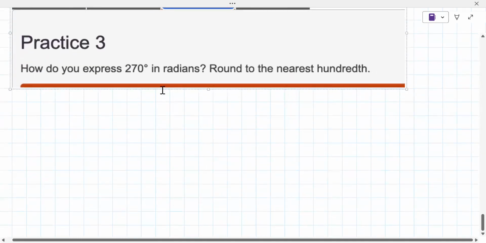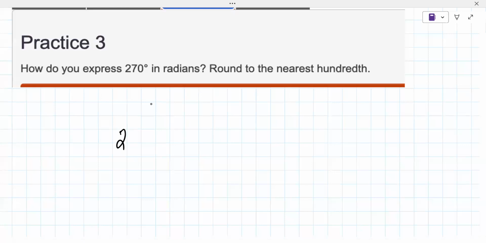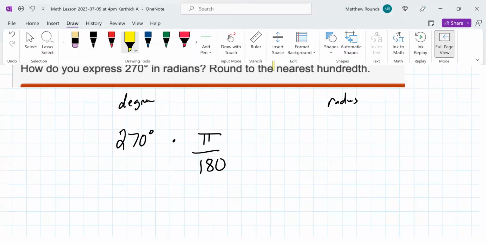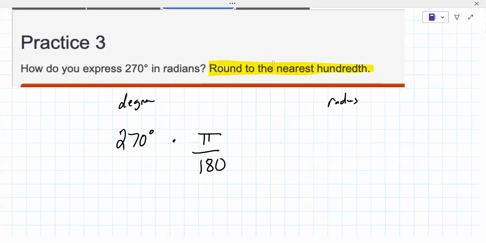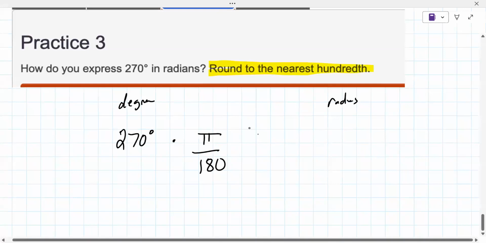All right. So how do you express 270 degrees in radians? There is a formula to go from degrees to radians. It's a very simple formula. You multiply by pi divided by 180. Now, in this case, because it says to round to the nearest hundredth, you're going to put this in your calculator. You're going to put 270 times 3.14 over 180 in your calculator.